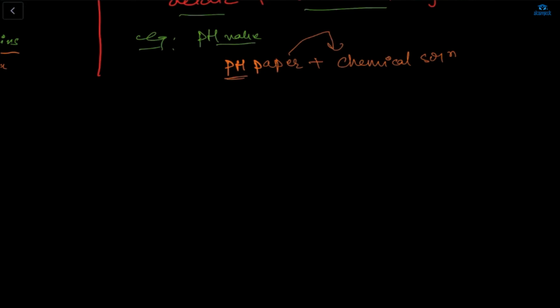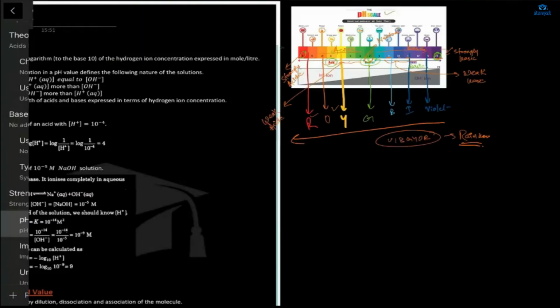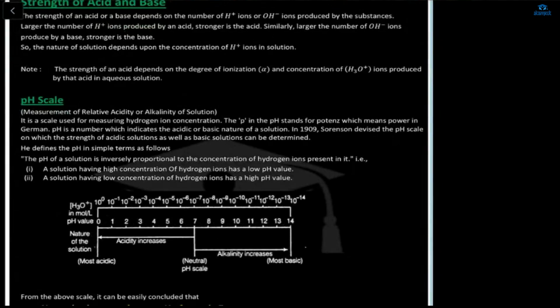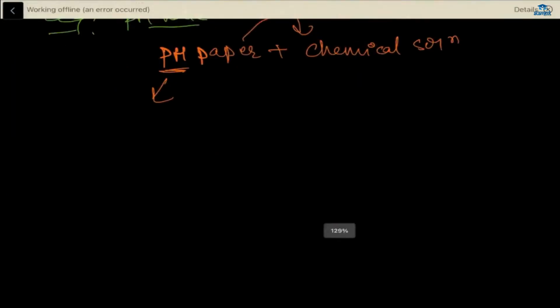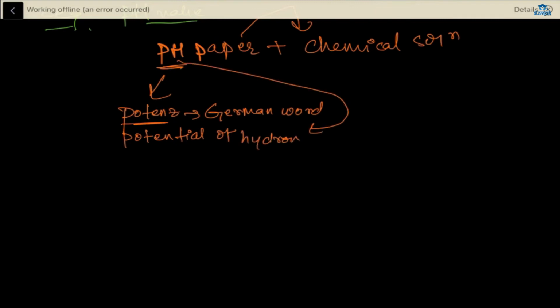What is the full form of pH? Anybody know? Let me write it. pH means the potence. Potence means the potential. Potence is a German word, and potence means the potential of, and H means the hydrogen ion. So pH means the potence of hydrogen ion, the potential of the hydrogen ion.